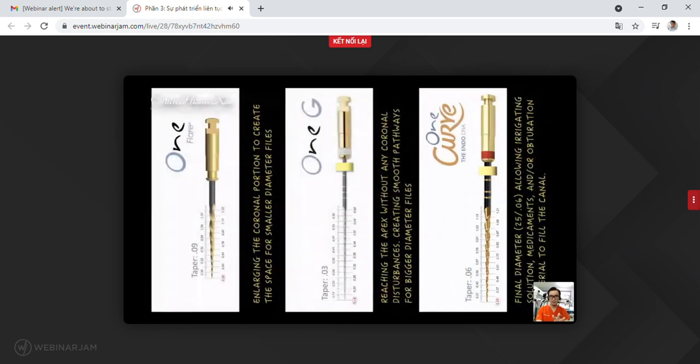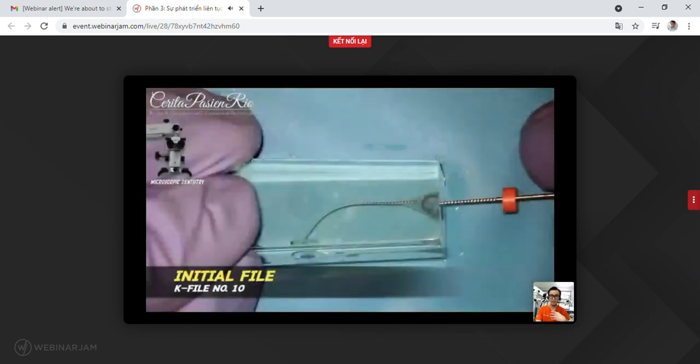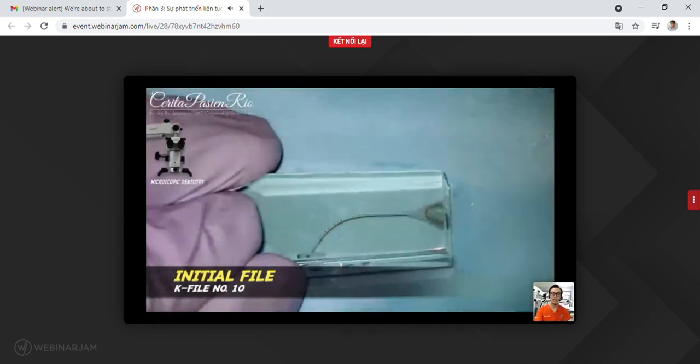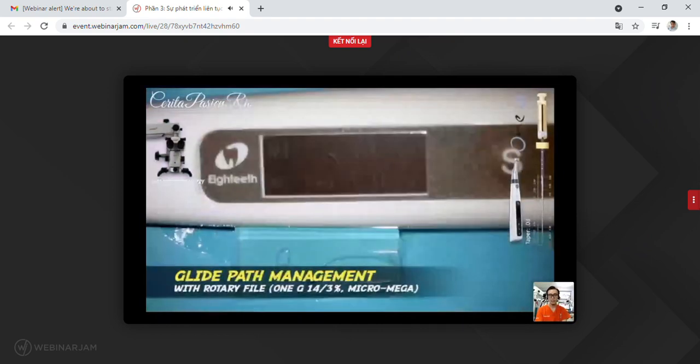Then we have three kinds of files. We have One Flare, One G, and One Curve that can be used in our patients in our clinical situation. And here is how I prepare. I use One Curve, One G, and One Flare in motion.